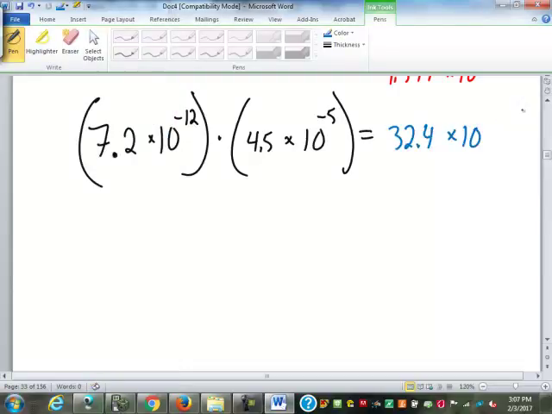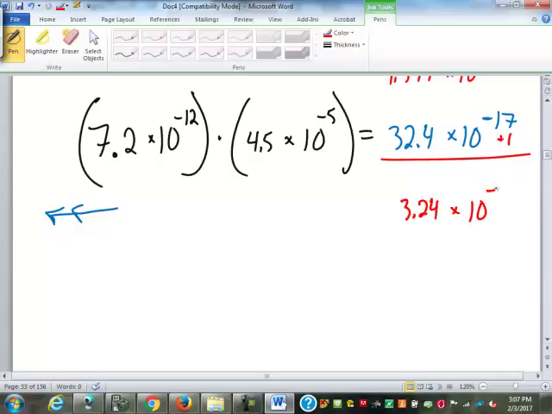times 10 to the, perfect. Negative 12 and negative 5 make negative 17. And that's going to change to what? 3.24 times 10 to the negative 16. Good. This got smaller by 1 decimal place, so the power gets bigger by 1.